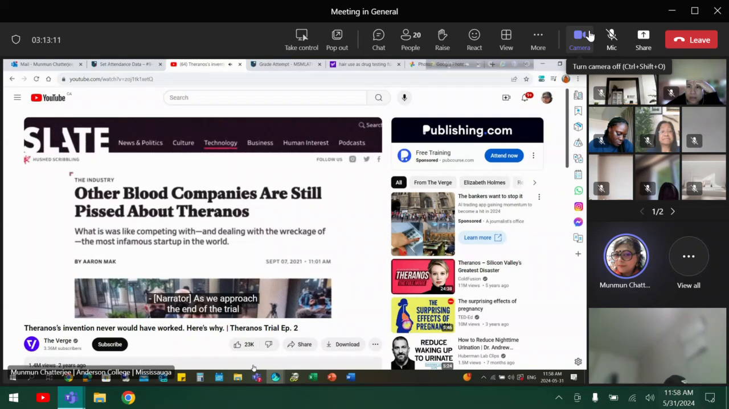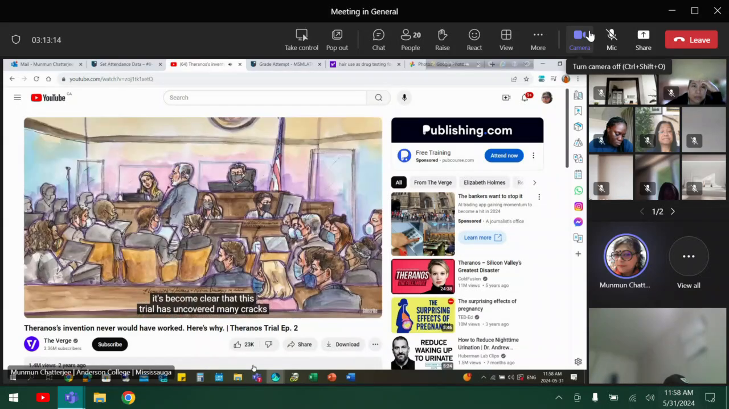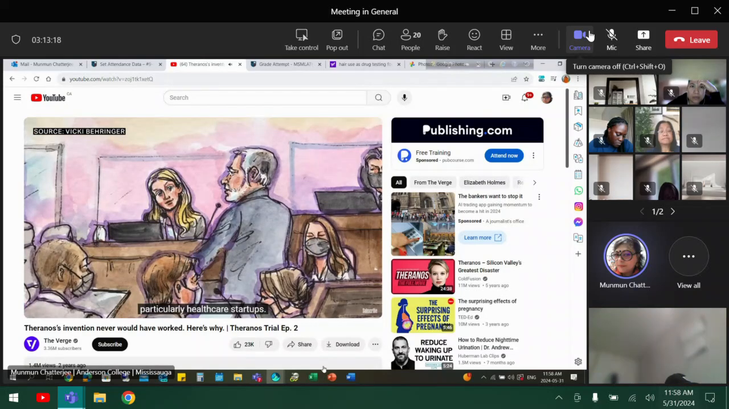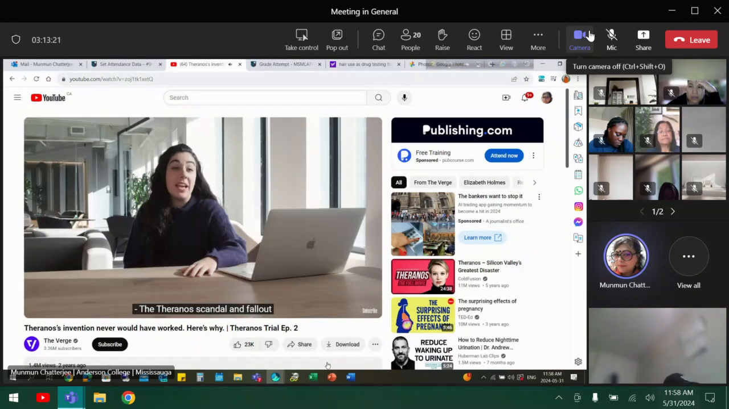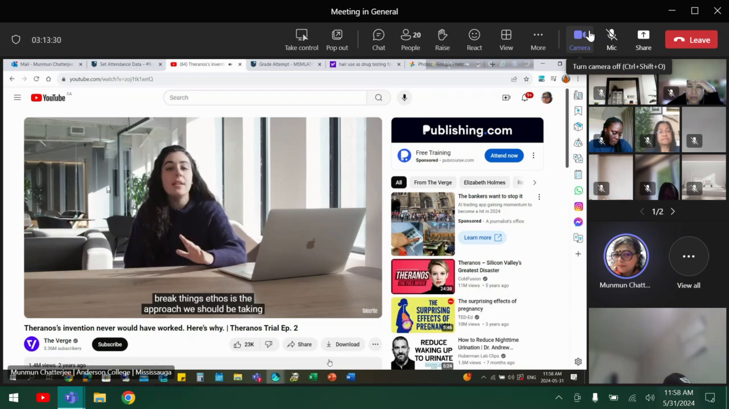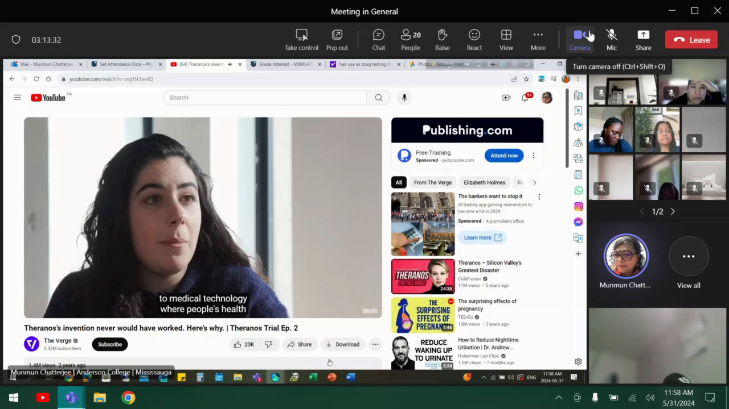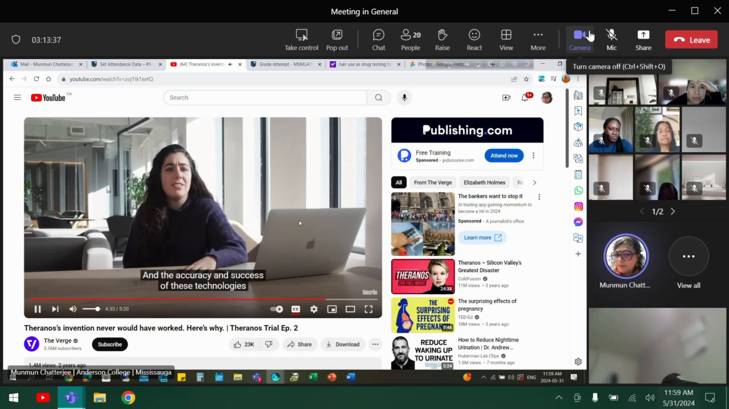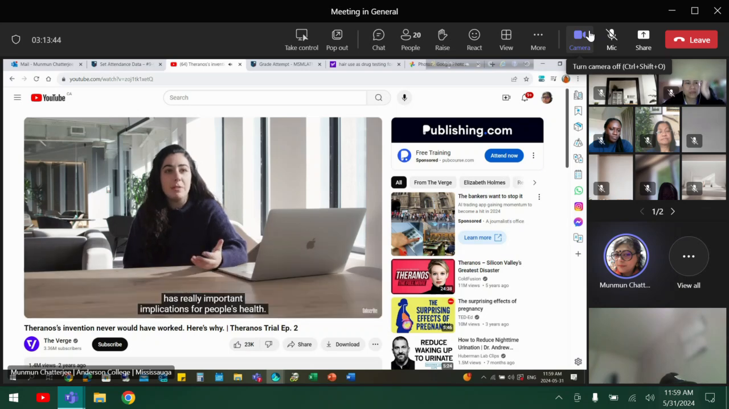As we approach the end of the trial of Elizabeth Holmes, it's become clear that this trial has uncovered many cracks in the way that startups operate, particularly healthcare startups. The Theranos scandal and fallout has really made people question whether the Silicon Valley startup move fast, break things ethos is the approach we should be taking to medical technology, where people's health and lives are really on the line here, and the accuracy and success of these technologies has really important implications for people's health.